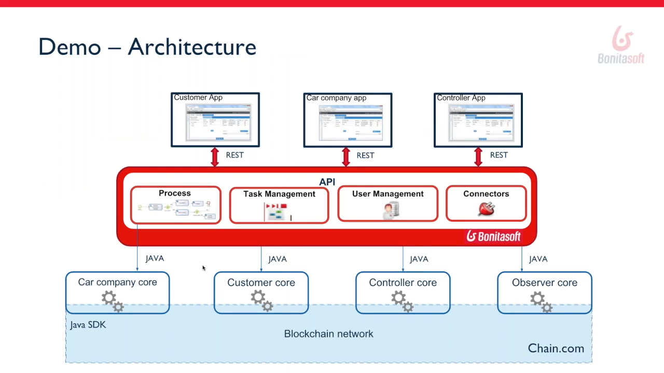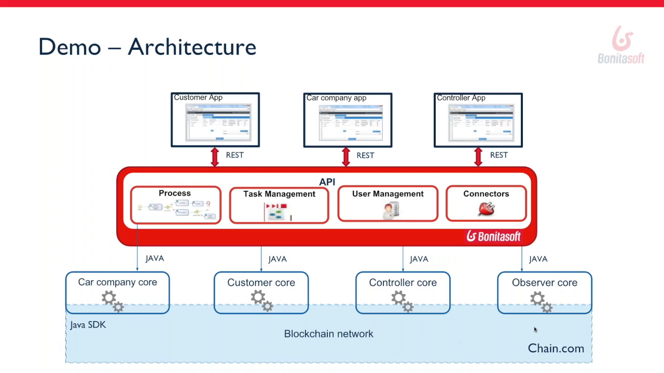So here is the architecture I was basically describing. We will have 3 applications. They will communicate through REST API to my Bonita BPM platform. Bonita BPM platform will run the process that drives our applications. And this process will have connectors that will be executed at certain points in time to execute specific actions on my blockchain network.